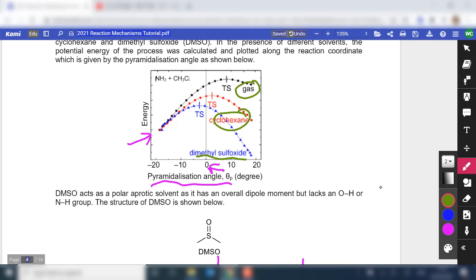Of course, for cyclohexane and in the gaseous phase, the reaction is endothermic, but for DMSO it is actually exothermic.